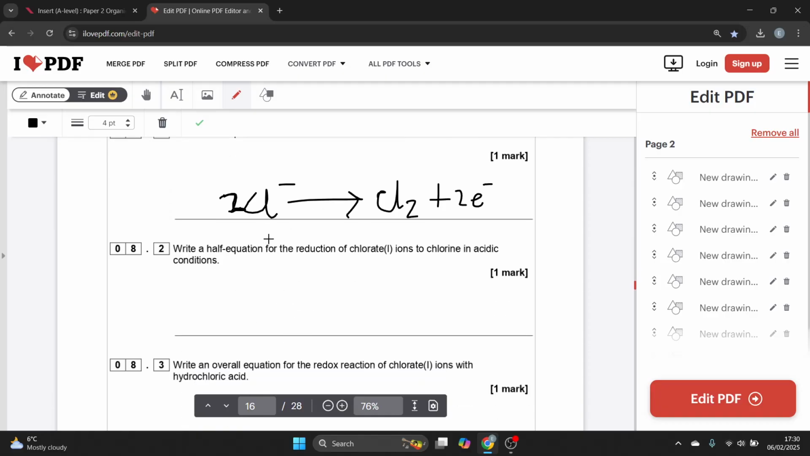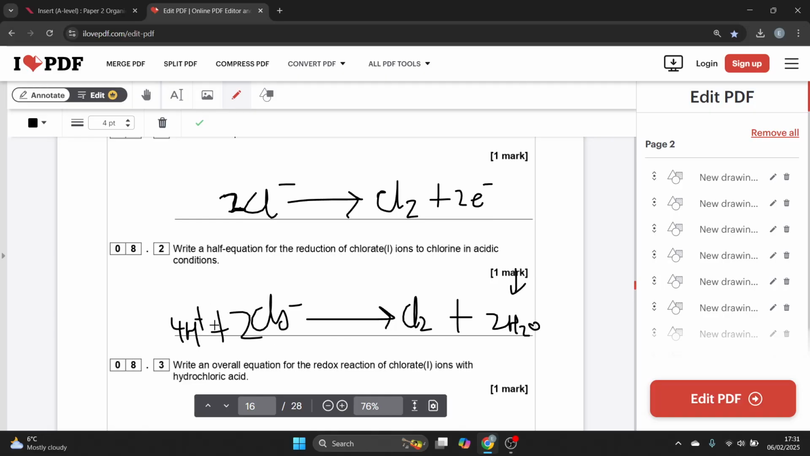Write a half equation for the reduction of chlorate ions to chlorine. So chlorate ion ClO minus to chlorine Cl2, but I've got 2 here, so I need a 2 here because I need 2 chlorines. But now I've got 2 oxygen, so I need to add a water molecule. But I don't need to add 1 water molecule, I need to add 2 water molecules because I need 2 oxygens. But now I've added that water, I've also got 4H plus ions there, so I need to add 4H plus ions here.